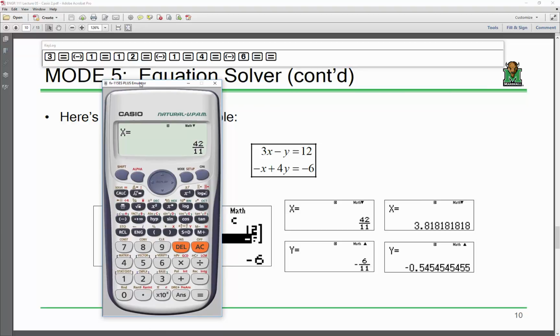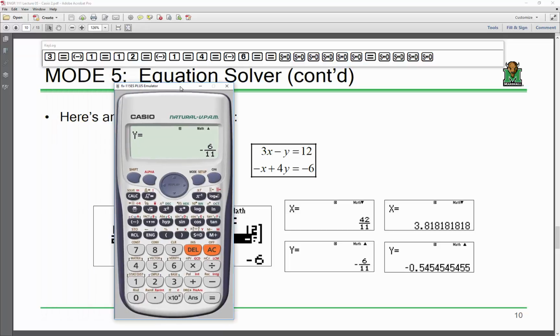Now these values don't come out as whole numbers like the last example that we did. So remember, if you want an actual decimal value, that's where the S to D key comes into play, and you can swap back and forth. Press equals and swap back and forth. Okay. So that's a 2x2 expression.